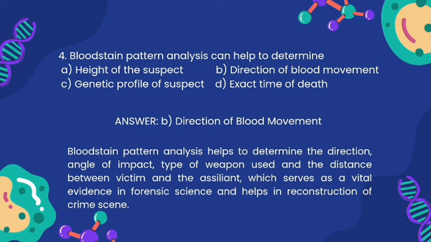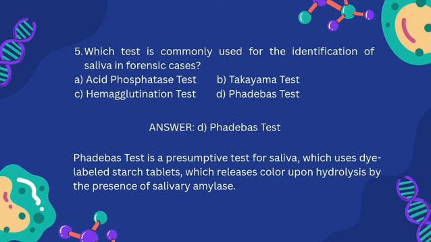with bloodstain evidence. The fifth question is, which test is commonly used for the identification of saliva in forensic cases? Option A, acid phosphatase test. Option B, Takayama test. Option C, heme agglutination test. And option D, Phadebas test. The answer is Phadebas test.